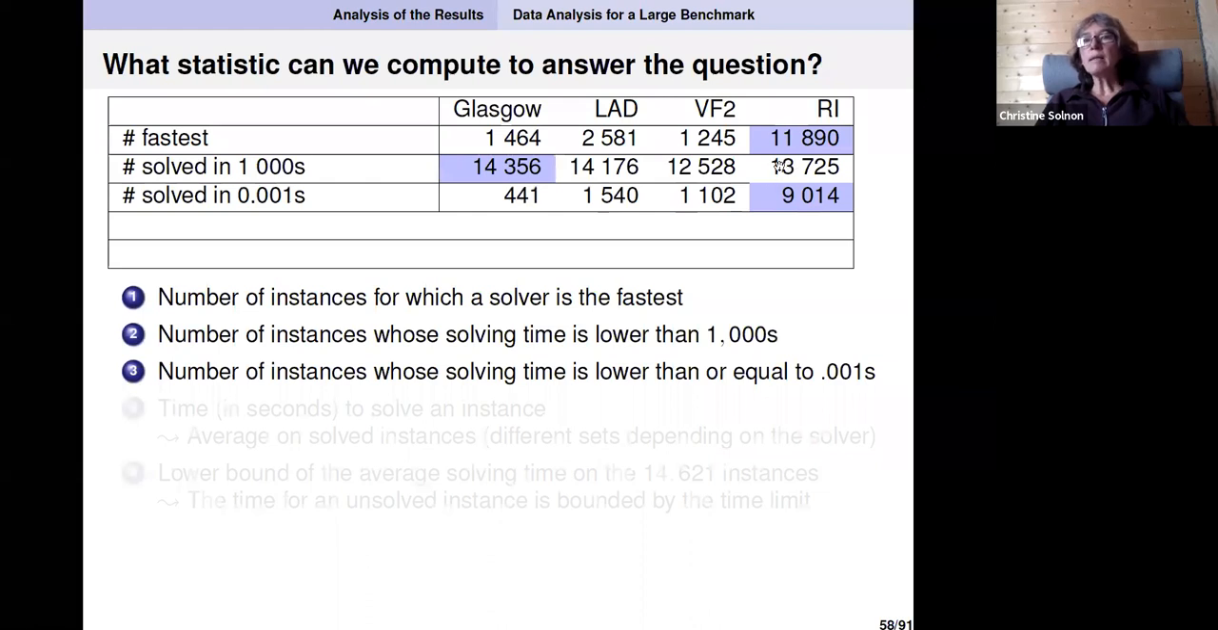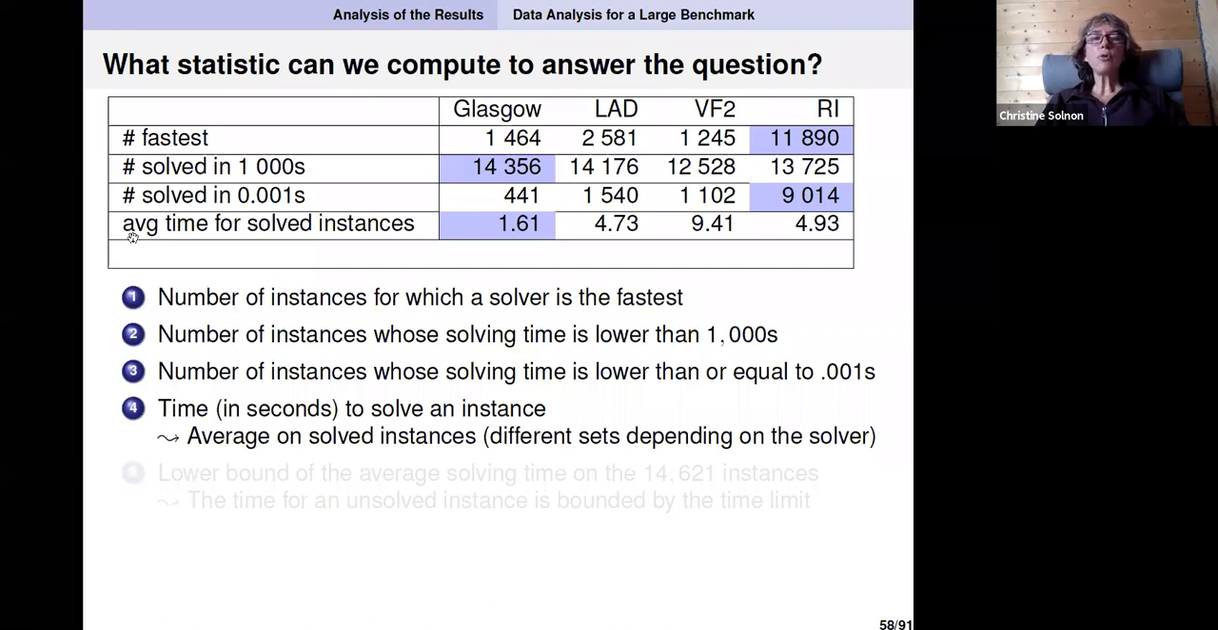And RI is the third best one, so it's far from being the best. But if I change the time limit and I take a very short time limit, now the winner is RI, and Glasgow is the worst one.